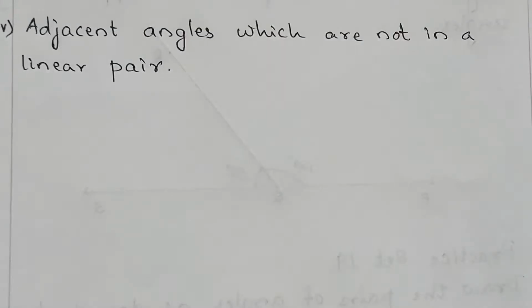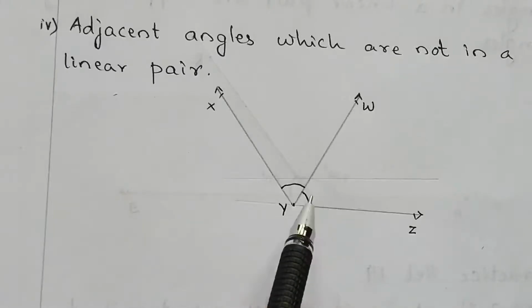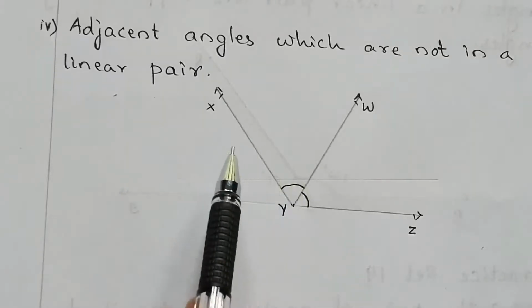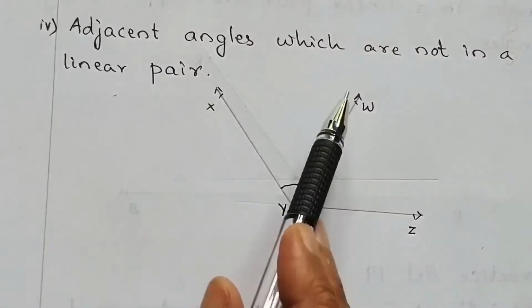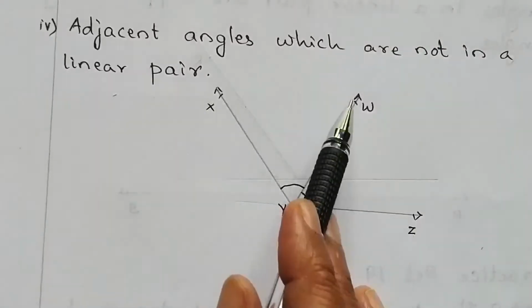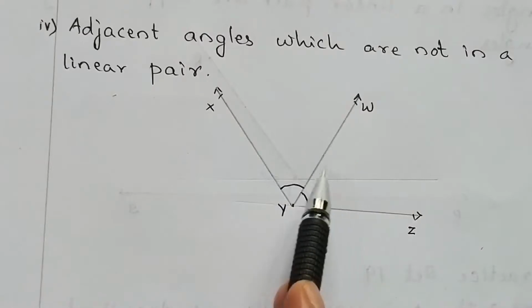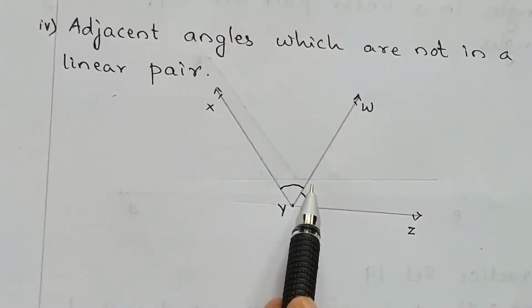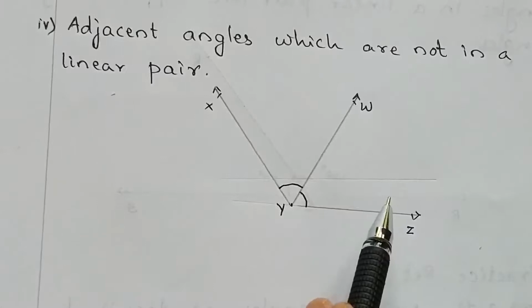The next question is, adjacent angles which are not in a linear pair. Here again you can draw two angles which are adjacent to each other, but it should not be a linear pair, or it should not form a straight line. You can draw two angles like this, angle XYW and ZYW. These are adjacent angles and they are not forming a linear pair. Question number 5 and 6, you can try it at home.